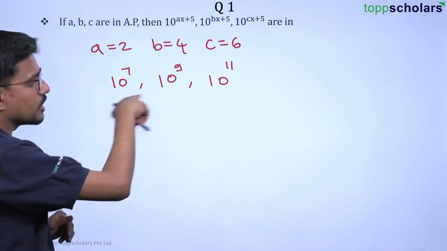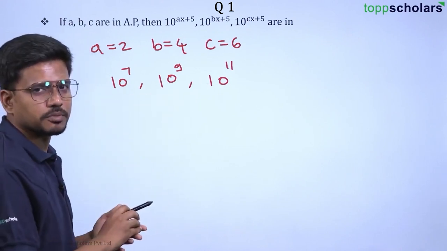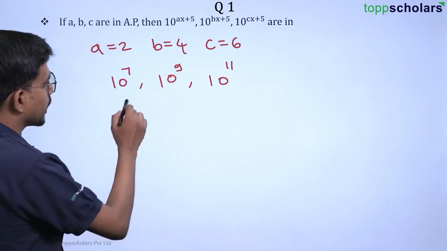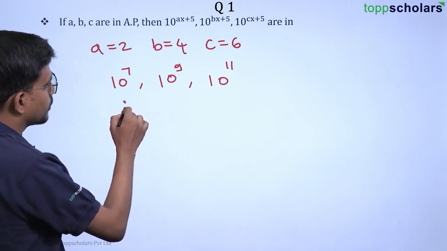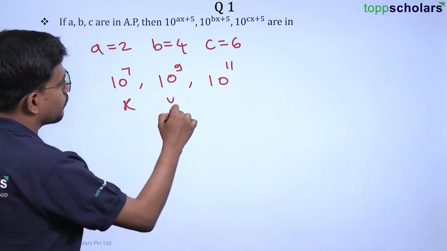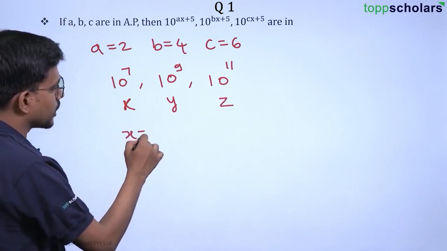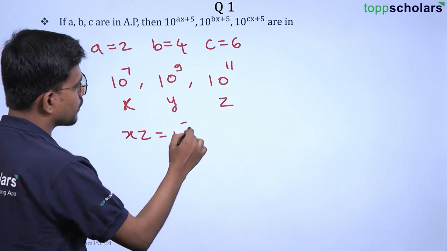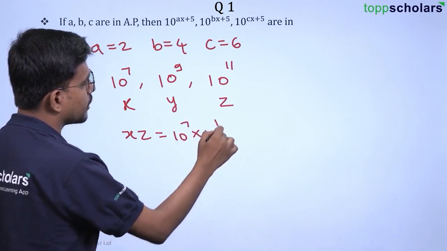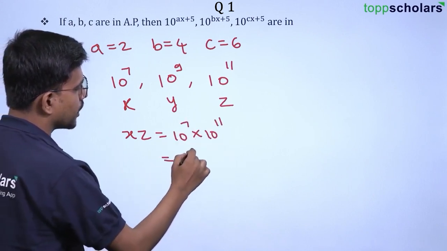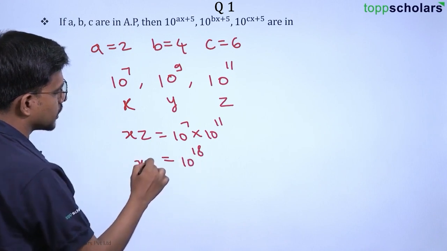Now we have to check whether these terms are in AP, GP or HP. So it looks something like this. If this is my X, this is my Y and this is my Z. Let us just write down X into Z, that would be 10 raised to 7 into 10 raised to 11, which is nothing but 10 raised to 18, which is nothing but XZ.